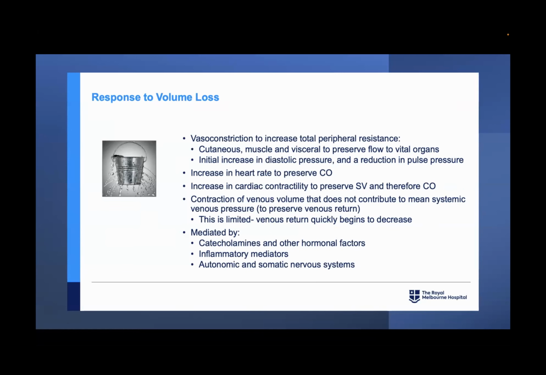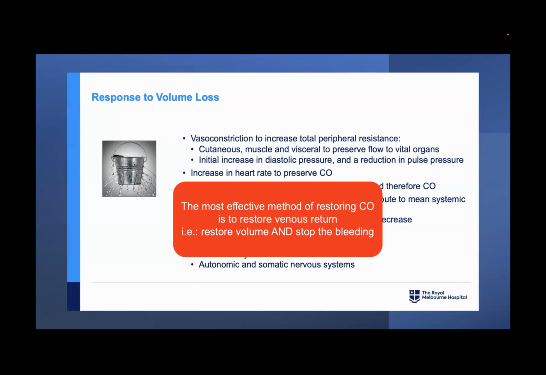These physiological changes are mediated, as you're aware, by a host of functions, including catecholamines and other hormonal factors, inflammatory mediators, as well as the autonomic and somatic nervous system. Suffice to say, the most effective method to restoring cardiac output is to restore venous return, that is, restore volume, but also concurrently stopping the bleeding.